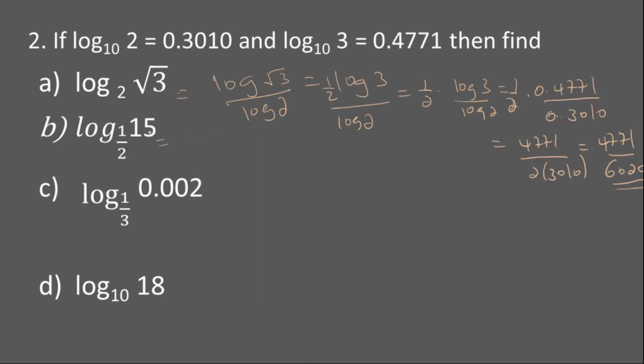We have to express the number 15 as the product of the numbers 2 and 3. We have to express it this way, otherwise it's difficult to find. It can be written as log 15 over log 1/2. Since it is 1/2, it can be written as log 15 over the negative of log 2. How does it become the negative of the logarithm?